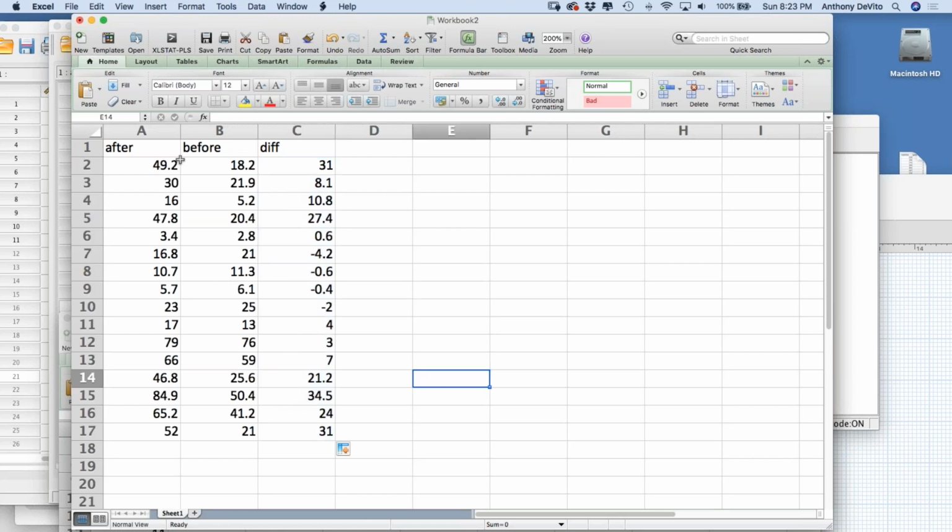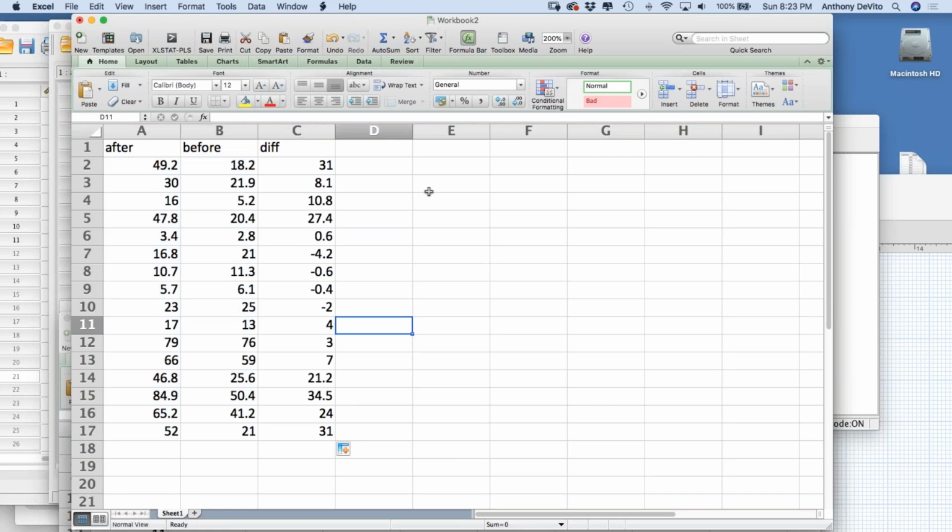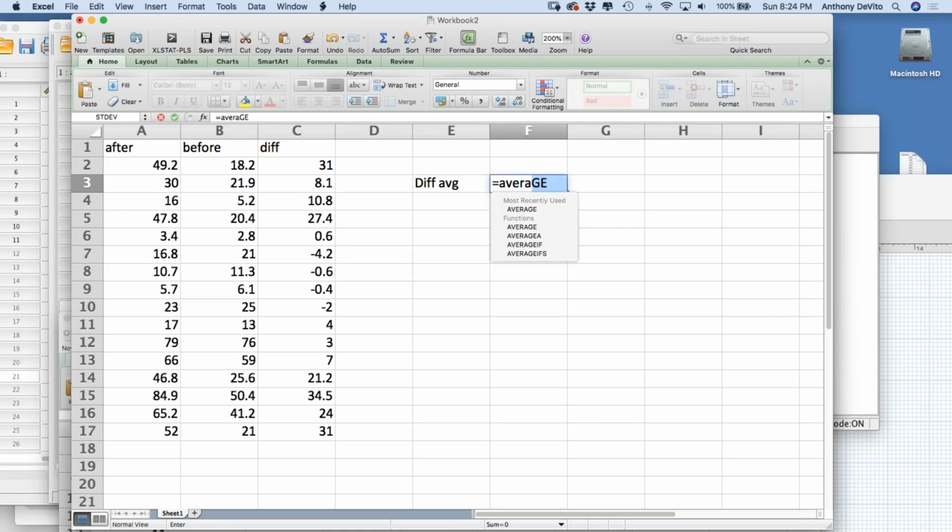Well, now, instead of worrying about these numbers, I can forget about those numbers. I can instead just look to see what's the average difference. Right? What's the average difference equal to? It's equal to average, and I'm only going to look at these values right here. Okay, the average difference is 12.